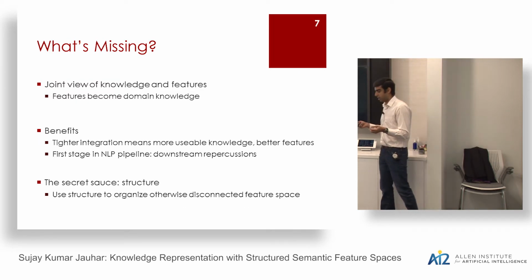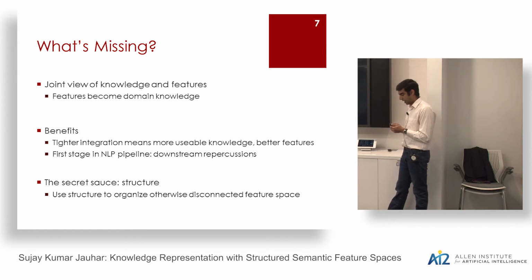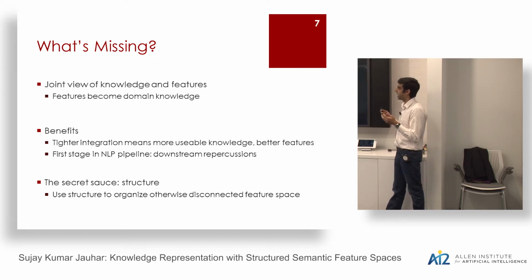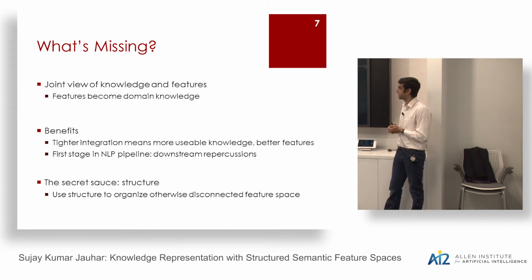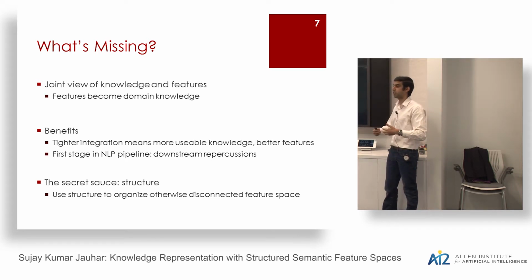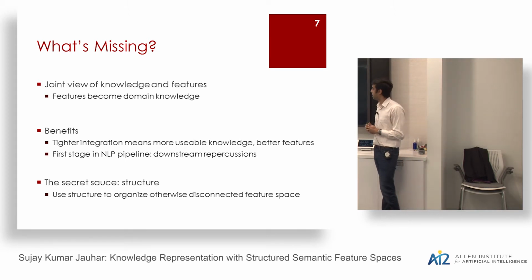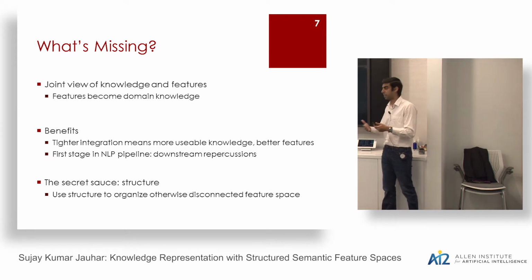And my work really tries to link these two together and asks the question, what's missing? And I'd like to propose that if you took a joint view of knowledge and features, you could actually do better, in the sense that if features became your domain knowledge, if you could bring the structure in your knowledge to bear more effectively into the generation of your features, you could therefore do better. The benefits are that because you have a tighter integration, it means that there is more directly usable knowledge, but also, because of this fact, better features.